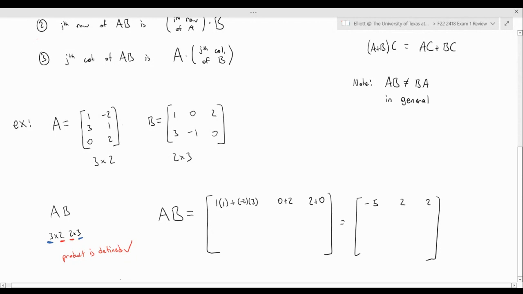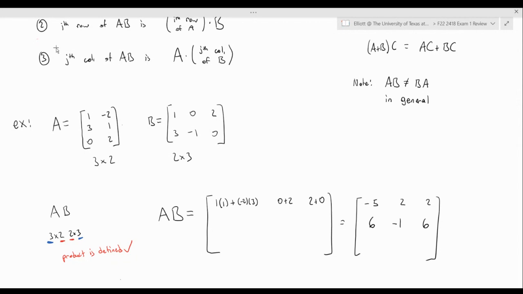Next we're going to get 3 times 1 plus 1 times 3. That's going to be 6. 3 times 0 plus 1 times -1 is -1. And then lastly, you're going to get 3 times 2 plus 1 times 0. That's going to be 6. Let me know if you aren't following along.